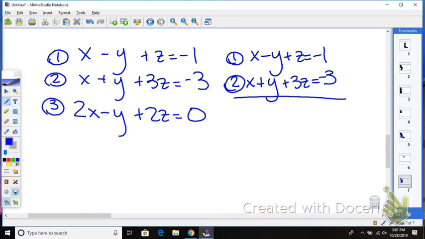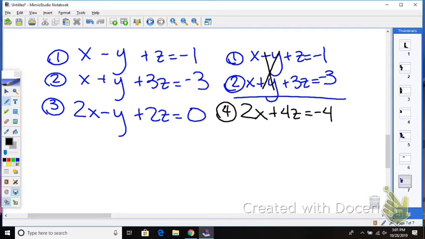Combine together, because I don't have to do any work to get the y's to fall out. They're just going to fall out. So I have 2x, y's go away, plus 4z equals -4. We'll call that equation 4.